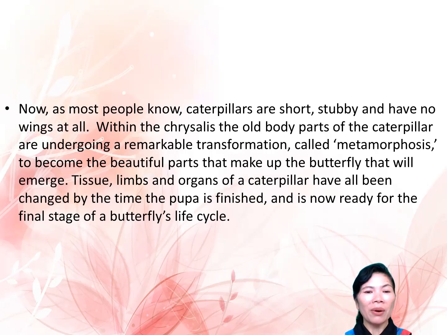Now, as most people know, caterpillars are short, stubby, and have no wings at all. Whereas in the chrysalis, the old body parts of the caterpillar are undergoing a remarkable transformation, called metamorphosis, to become the beautiful parts that make up the butterfly that will emerge. Tissue, limbs, and organs of the caterpillar have all been changing by the time the pupa is finished and is now ready for the final stage of the butterfly life cycle.